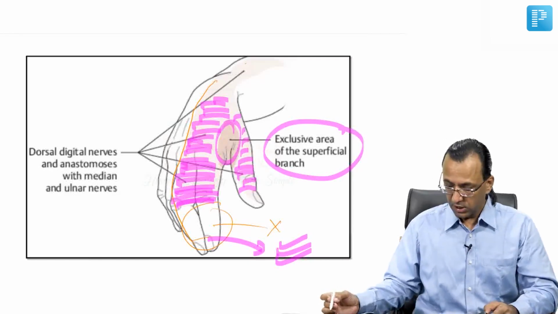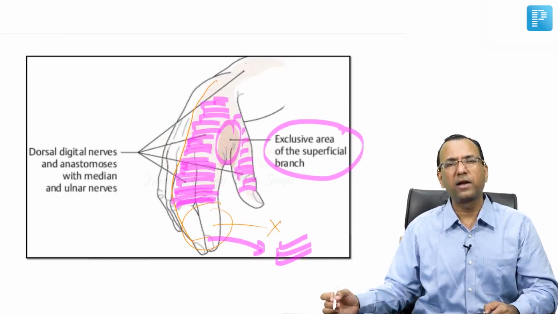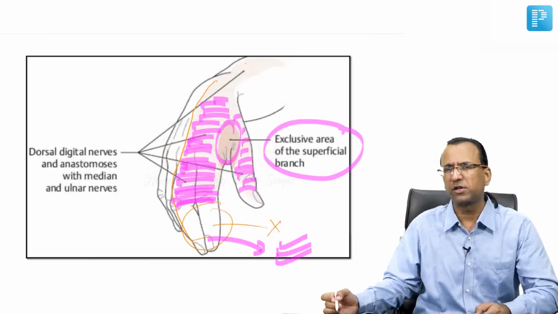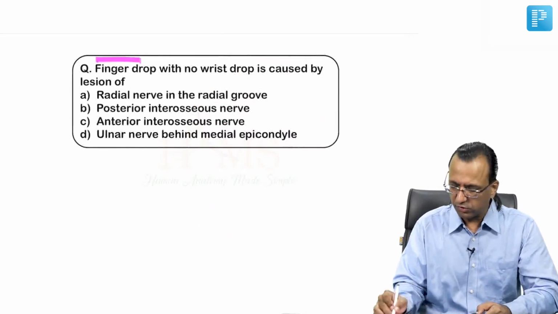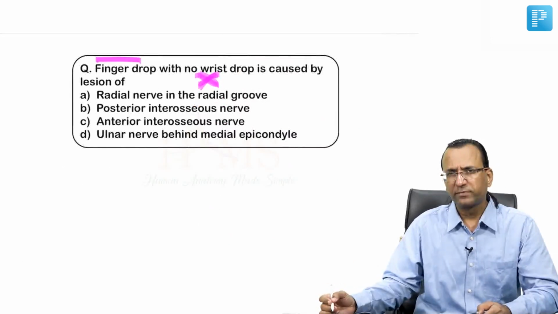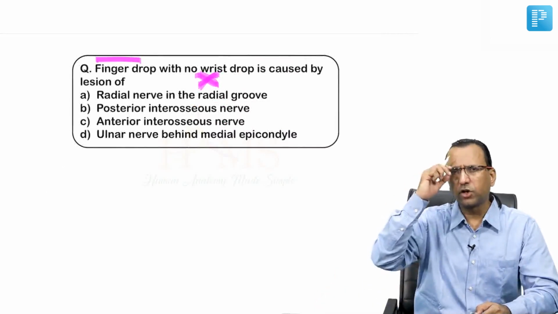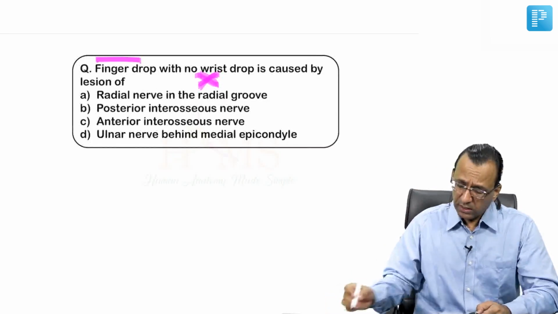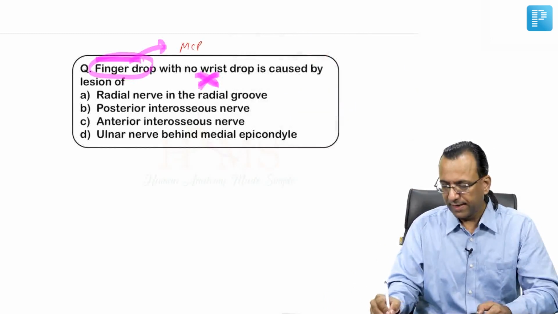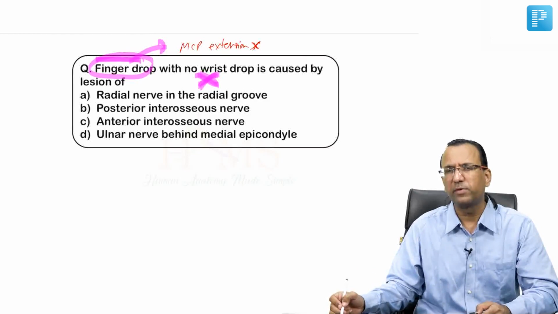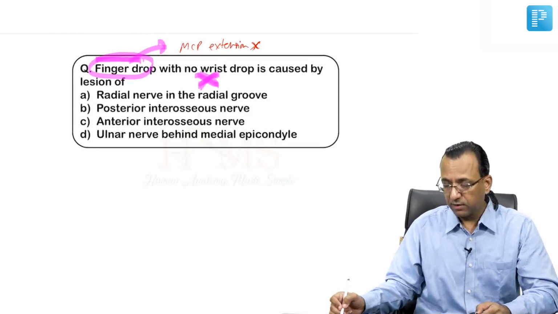Sensory loss? Yes. And there is a finger drop and wrist drop. Yeah, but wrist drop is not necessary all the time. Why? Because see this question, there is a finger drop with no wrist drop, but this is still radial nerve injury. But how can this be radial nerve injury? It is a branch of the radial nerve which is compromised. Which branch? Finger drop means loss of MCP extension. MCP extension is gone, so there is a finger drop, but IP extension may be working, and wrist extension may be working.